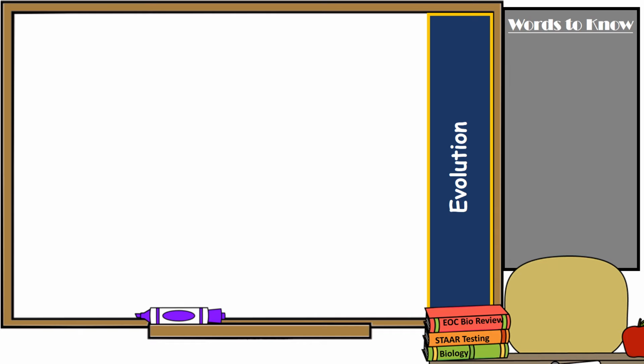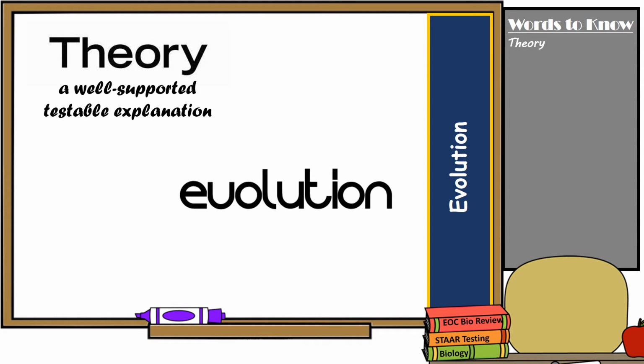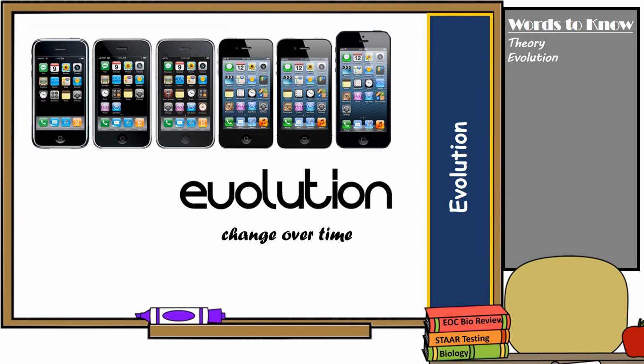Today's lecture is going to be focusing a great deal on the theory of evolution. But before we begin, there are two main terms that you must be familiar with. The first word is theory, which is basically a well-supported, testable explanation to a certain phenomenon. The second word is evolution, which is basically change over time. For instance, if we looked at change that iPhones had over a period of time, we would see how they've been modified over the years.